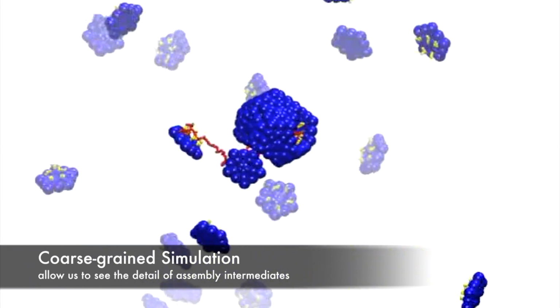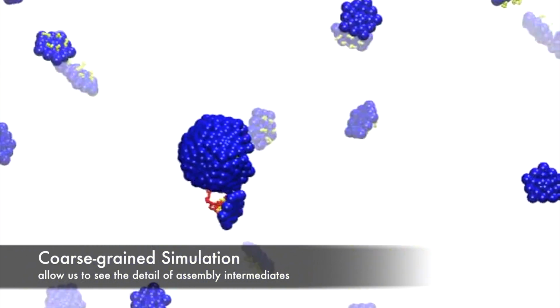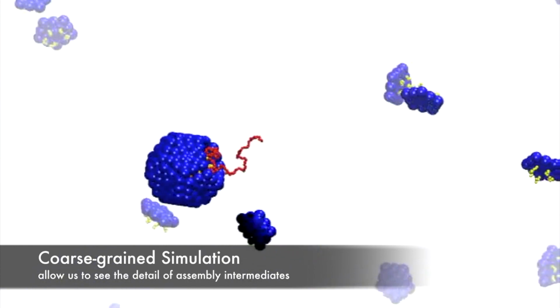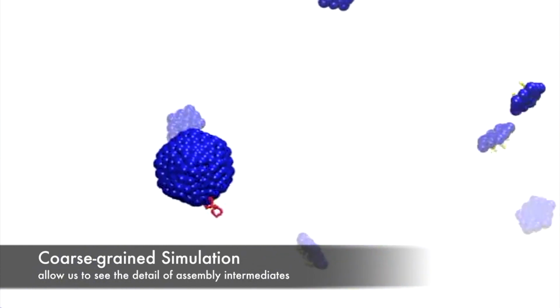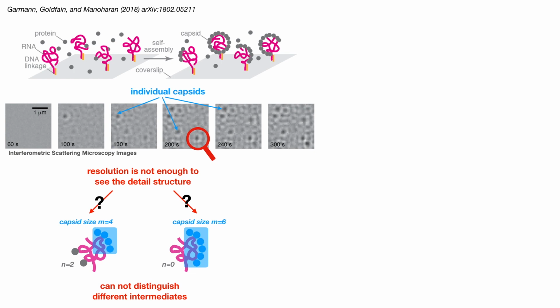In contrast, viral assembly is much more difficult to study experimentally due to the small sizes and fast kinetics of these assembly intermediates. Recently, there is an exciting experimental breakthrough which makes it possible to visualize the assembly of individual capsids around RNA molecules. However, the resolution is still not enough to distinguish the assembly intermediates with different structures.